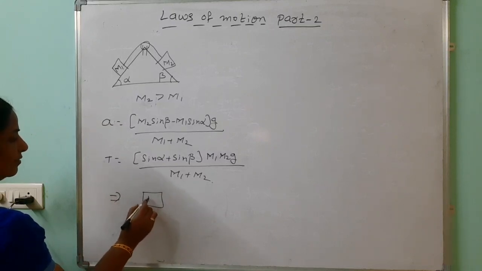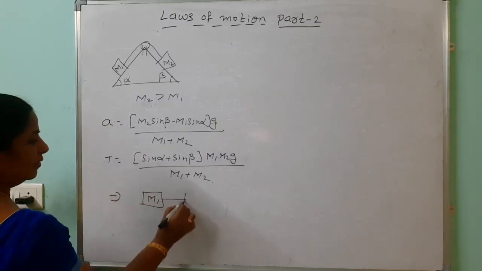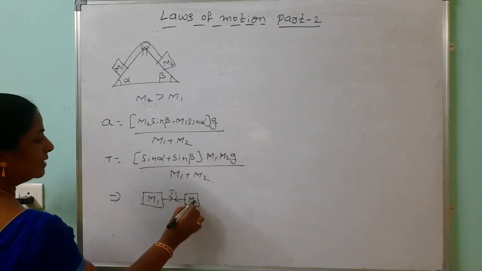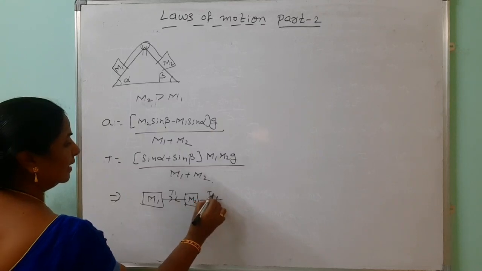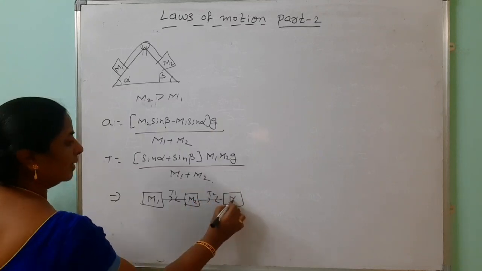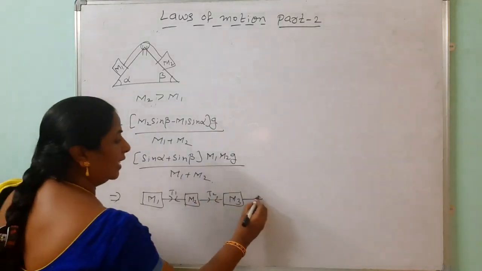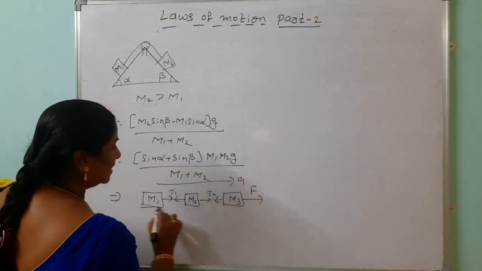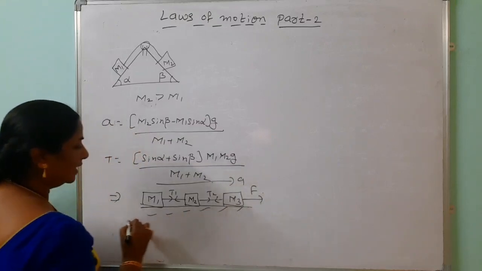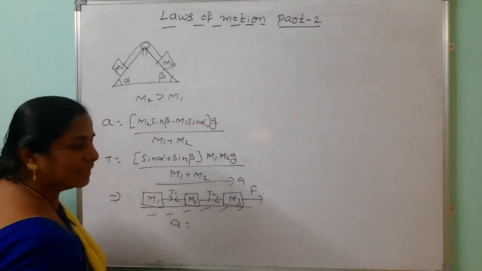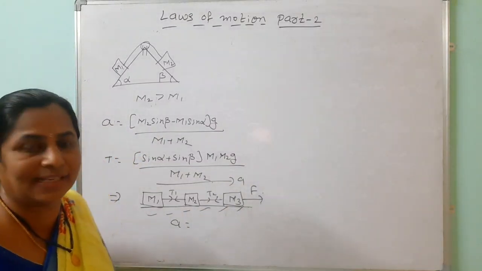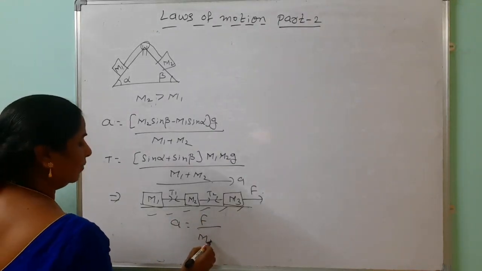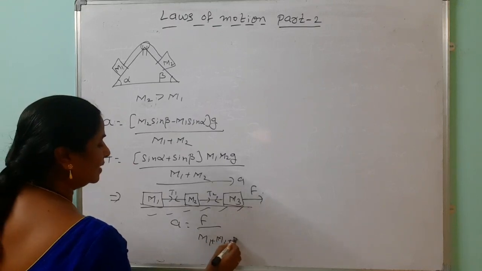Then we are taking one more application. This is the first block, of mass M1. One single rope we are taking. Here tension we can take as T1. This is M2. Here tension we can take as T2. And another block of mass M3. And we are applying a force. Because of the applied force, the entire system is moving with acceleration A. Here how to find the acceleration? Force by mass is the acceleration. So A equals applied force by M1 plus M2 plus M3.